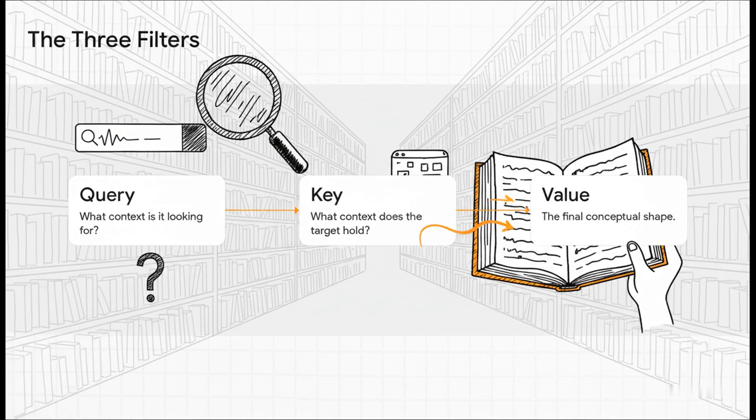To picture this, imagine you're standing inside a massive, endlessly sprawling library. The query represents the specific contextual gap that the current word is actively trying to fill. It's literally what you type into the library's search bar. It mathematically asks the system, what specific related concepts am I currently looking for? The key, on the other hand, is like the library's database index, used for searching. It represents what context the target word actually holds. And the value? Well, that is the actual book you pull off the shelf. It is the final conceptual shape that will eventually be extracted.